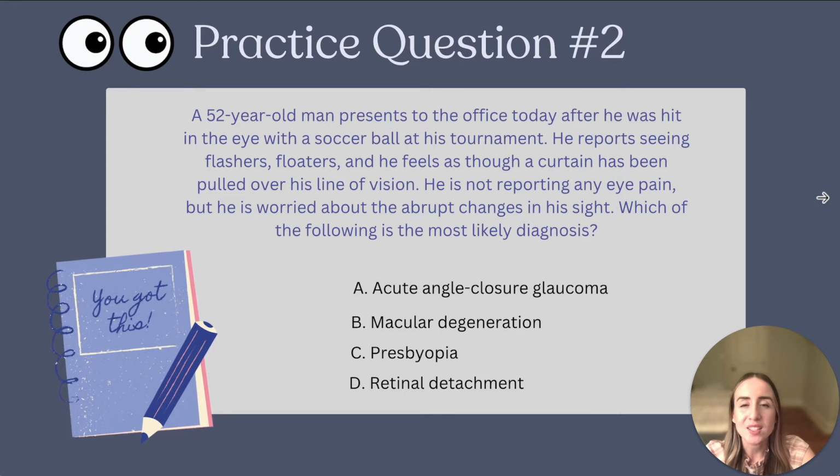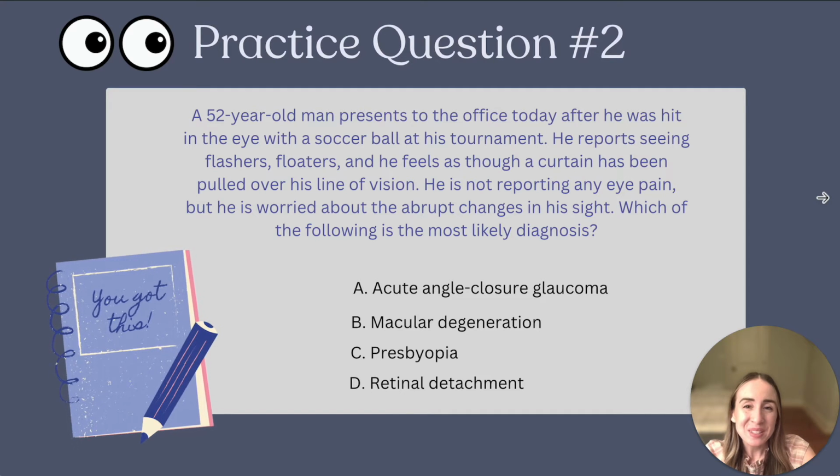Which of the following is the most likely diagnosis? Is it A, acute angle closure glaucoma, B, macular degeneration, C, presbyopia, or D, retinal detachment? Go ahead and pause here again if you need to, and press play when you are ready.